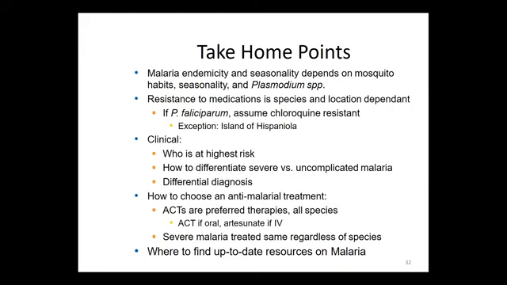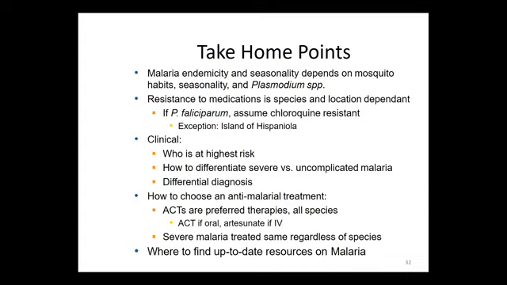And so what should you remember after these lectures? Malaria endemicity and seasonality depend on mosquito habitat, seasonality, and Plasmodium species. So in countries with colder climate, it's summer season, and in tropical countries, the whole time. Resistance to medications is species and local dependent. If Plasmodium falciparum, assume chloroquine resistant except on the island of Hispaniola.